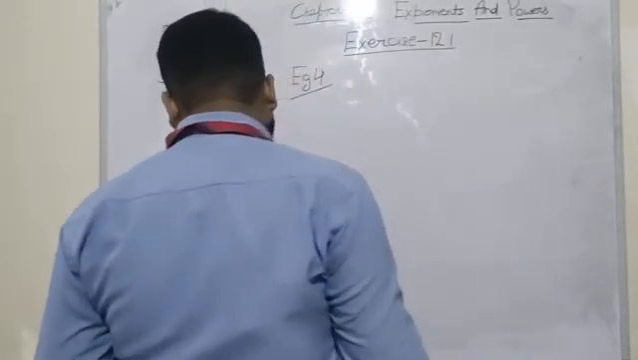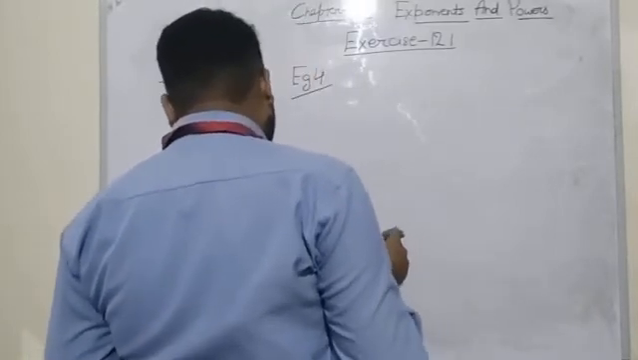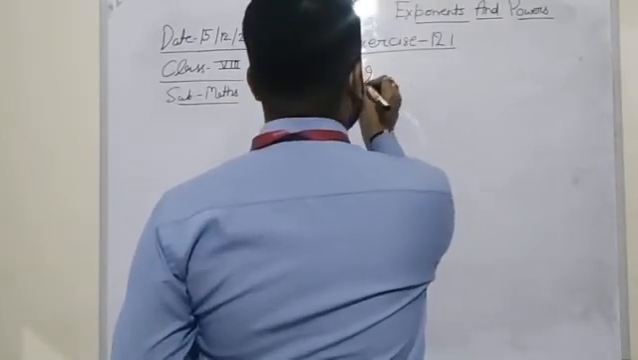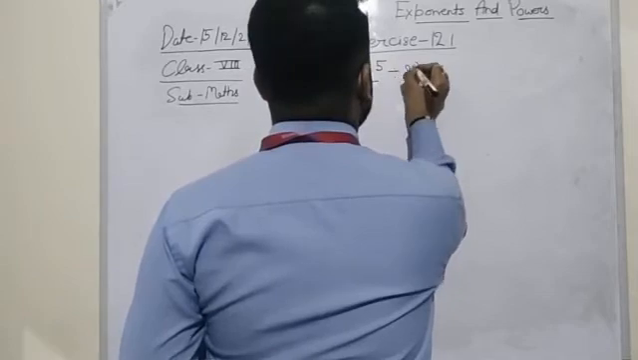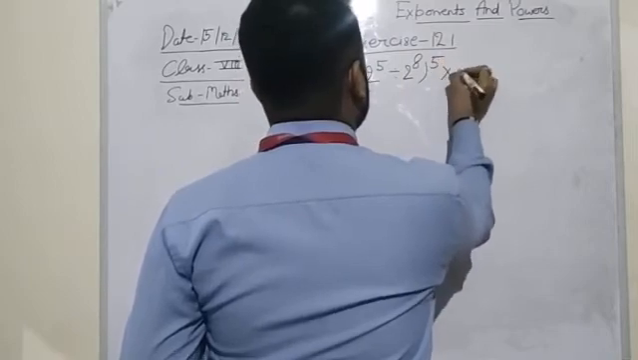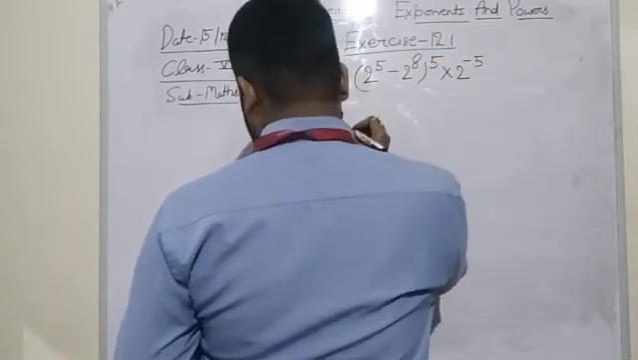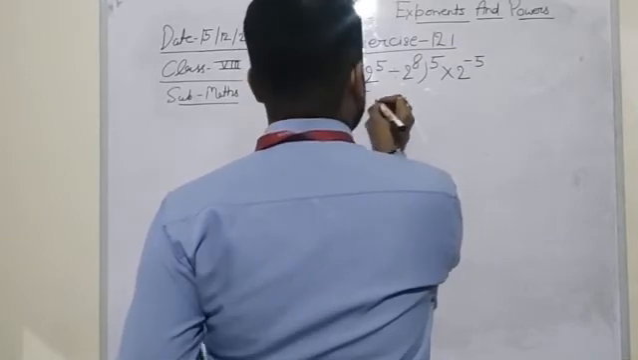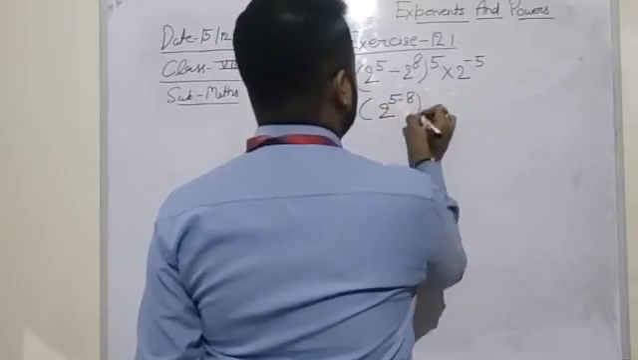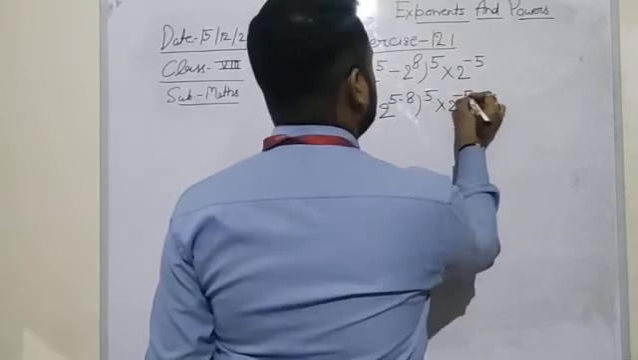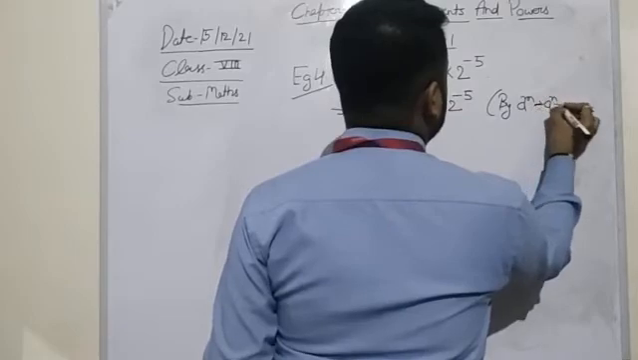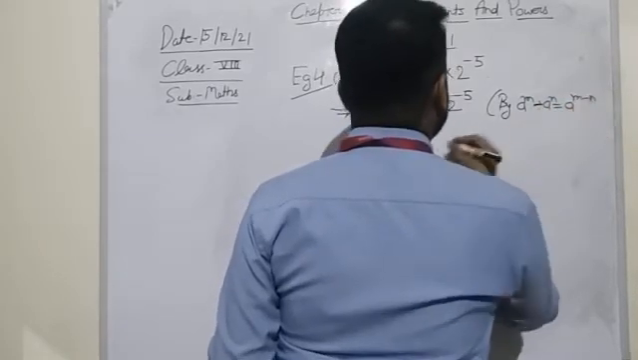Example 4. We have to simplify it and write the answer in exponential form. So first question, 2 to the power 5 divided by 2 to the power 8, whole to the power 5, into 2 to the power minus 5. So it can be written as 2 to the power 5 minus 8, by a to the power m divided by a to the power n is equal to a to the power m minus n.